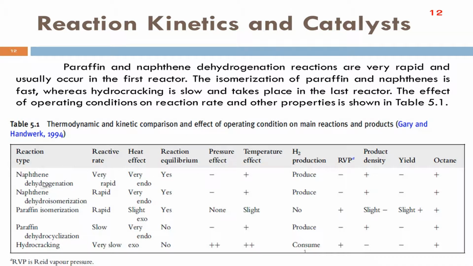Examples of dehydrogenation are naphthene dehydrogenation and naphthene dehydroisomerization. The reaction is quite fast, followed by paraffin isomerization. And furthermore, for the hydrocracking, the reaction is quite slow. When we look at this column, we can see that the first reactor or first reaction, which is dehydrogenation, can produce hydrogen, which can be used later in the last reactor for the hydrocracking process.